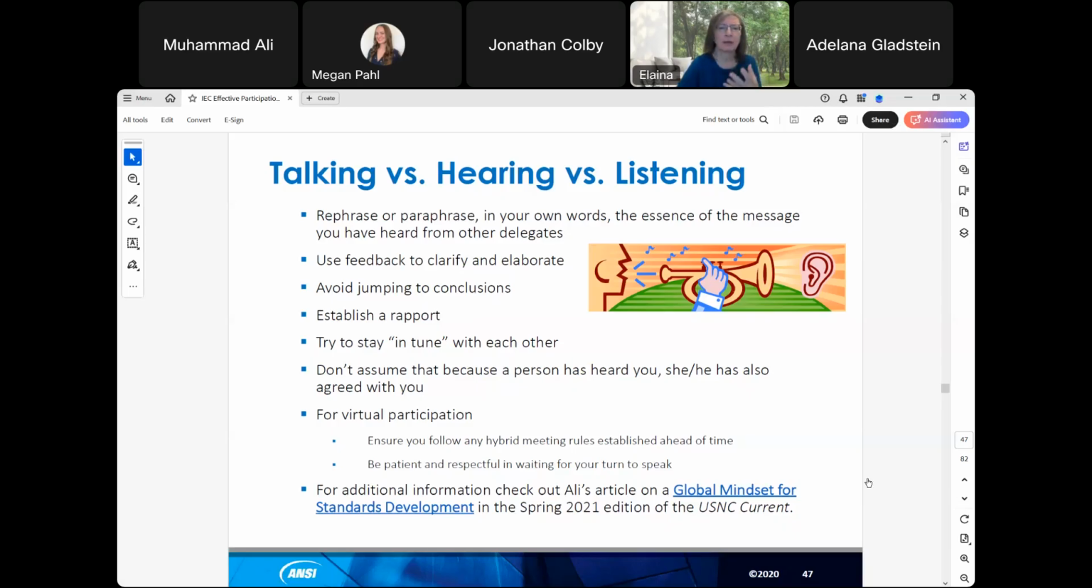Establish a rapport. Make eye contact if you're there in person. Try to stay in tune with the other person. And just because a person has heard you, don't assume that that person is also in agreement. I found out early on when I was attending meetings that just because somebody from Japan says yes while you're talking does not necessarily mean that they agree with you. It just means that they have heard you. So don't assume that yes means agreement. Assume that yes might just mean, oh, I understand what you said. And then specifically ask if they agree.